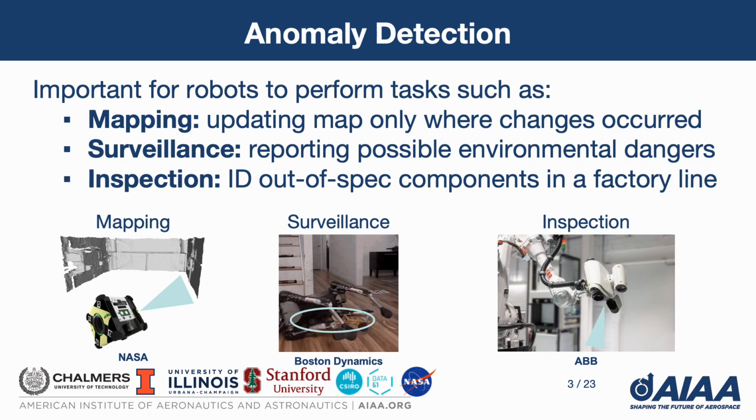Anomaly detection is critical for robotic tasks such as mapping, surveillance, and inspection. Map creation is resource intensive, so only updating the parts of a map where changes occurred improves efficiency. Surveillance is necessary to detect threats and obstacles in an environment to robots or people, such as finding changes which could create fall hazards. Anomaly detection can also be used in fault detection and isolation architectures, such as in factory settings to remove out-of-spec components.